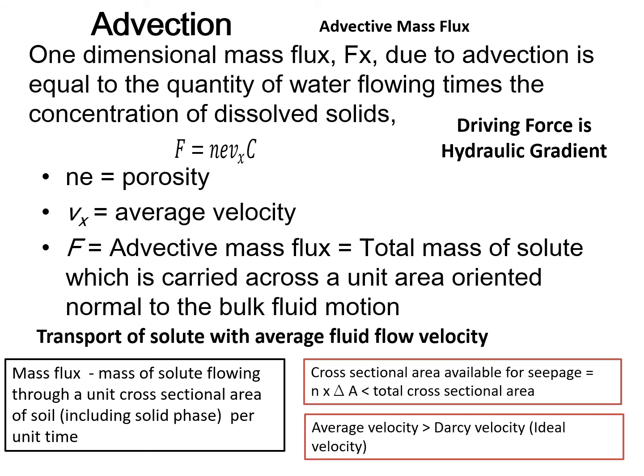The lesser the volume, the lesser the area, the higher the velocity. Higher than the Darcy velocity, which is the ideal velocity. This ideal velocity considers the whole cross-sectional area, while the average velocity only considers the area with this effective porosity. So this is the basic difference which must be kept in consideration.